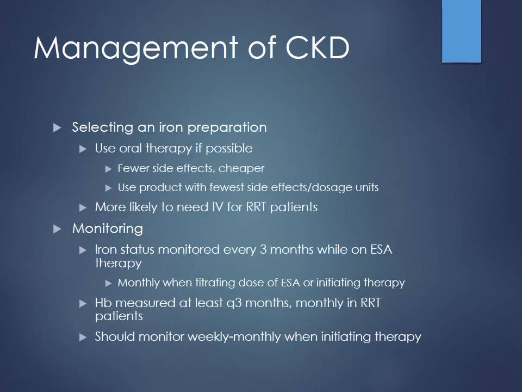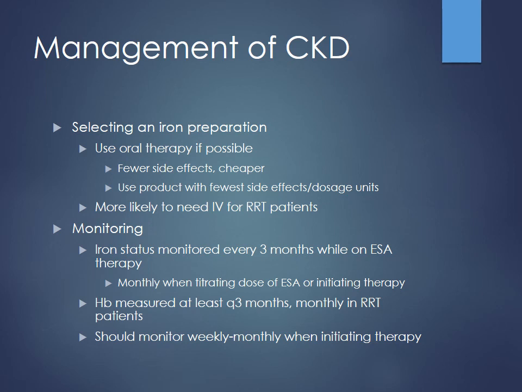Again, if you can use oral therapy, this is going to be better because it's typically cheaper and has fewer side effects, at least really concerning ones that you're worried about with the IV products. But for patients who are on renal replacement therapy, most often they're going to need IV iron anyway, just to really get their stores built up so their ESAs can work a little bit better. You've got to monitor your iron at least every 3 months while they're on ESA therapy to make sure they have adequate levels. And then if you're titrating anything, then maybe monthly to make sure they have adequate stores.